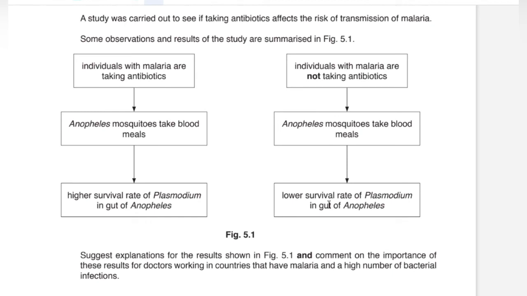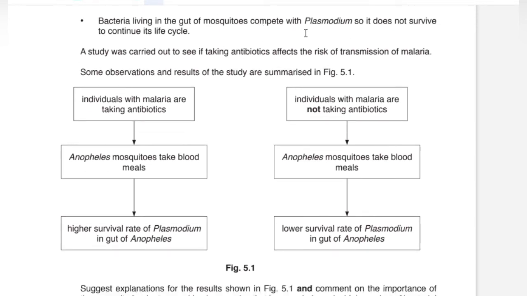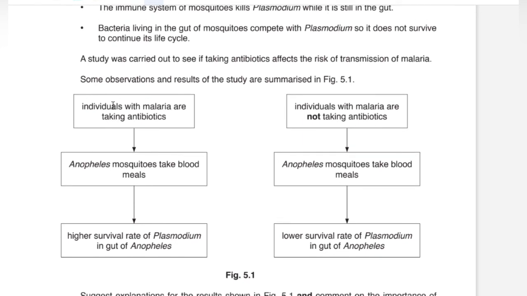In this case, it was suggested in the question that bacteria living in the gut of mosquitoes compete with Plasmodium, so it does not survive to continue its cycle. That means bacteria in the gut of the mosquito are essential for Plasmodium to be eliminated or killed, which is why you see an increase in survival rate of Plasmodium in cases of malaria where antibiotics are taken, because these antibiotics would kill these essential bacteria and have no effect on Plasmodium.